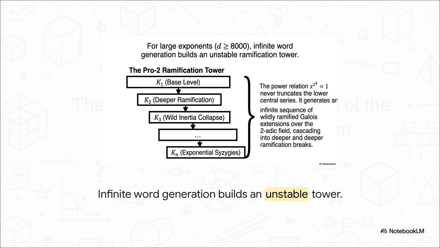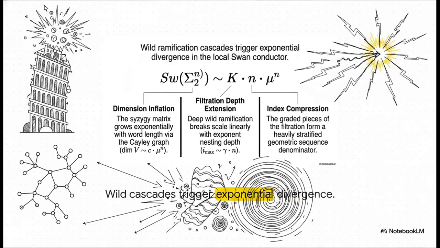The power relation entirely fails to truncate the lower central series. Instead, generating longer words forces a cascading, infinite sequence of wildly ramified Galois extensions over the two-adic field. It just plunges into deeper and deeper ramification breaks. There is no bottom. And this wildly unstable tower triggers an absolute catastrophic explosion in the local Swan conductor.